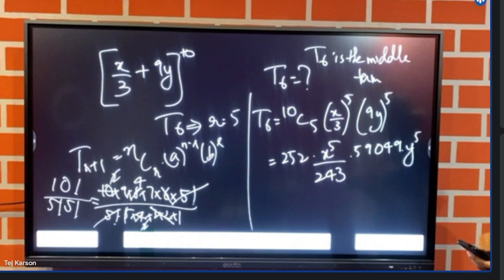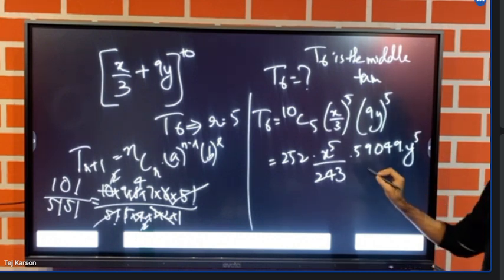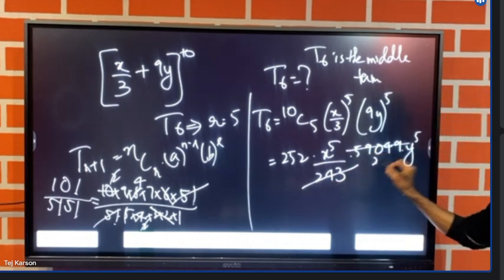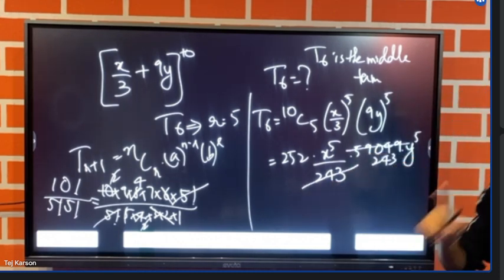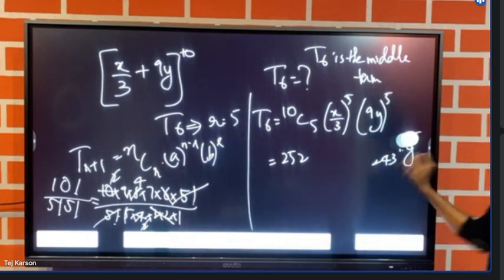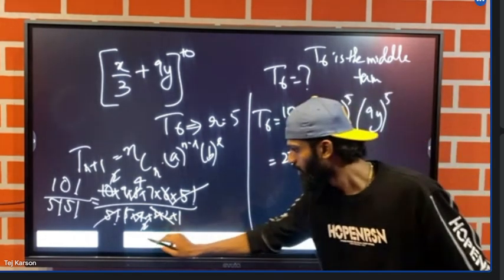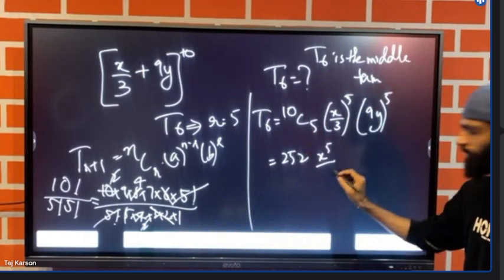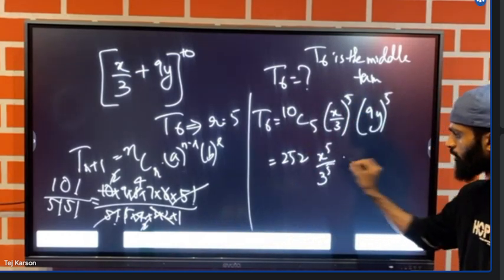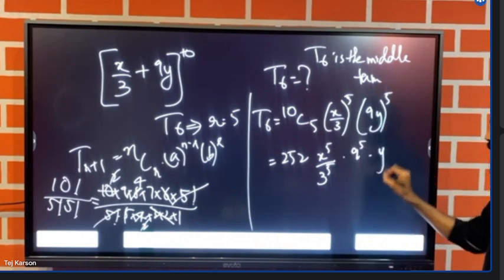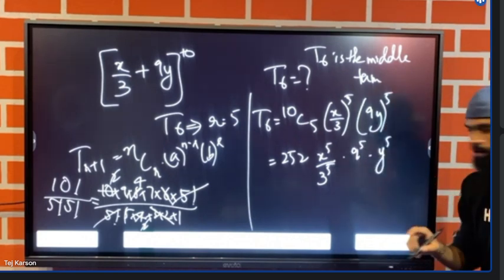Okay, divided by 243. Okay, the good thing here is this and this gets cancelled away. I'll tell you an easy method to solve that. Don't even multiply. X power 5, write it as it is. 3 power 5, keep it as 3 power 5. 9 power 5 as it is, into y power 5.